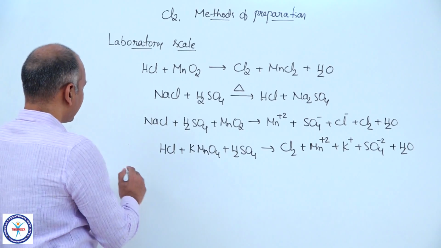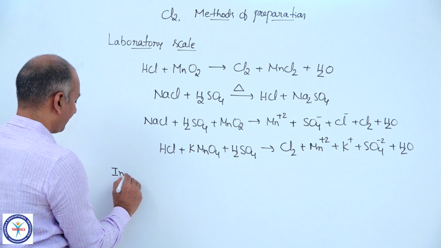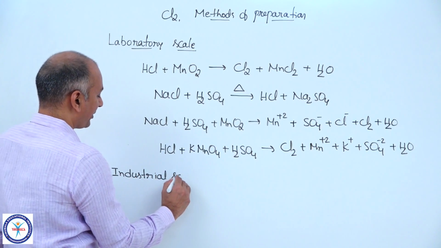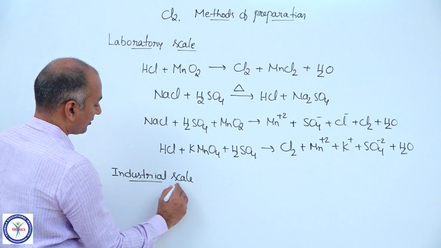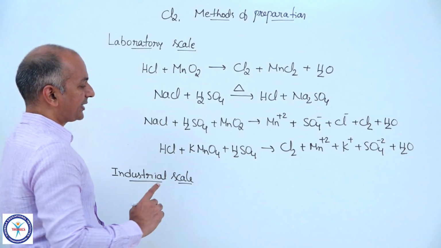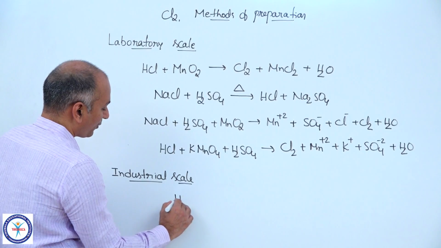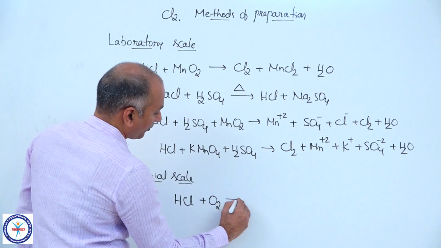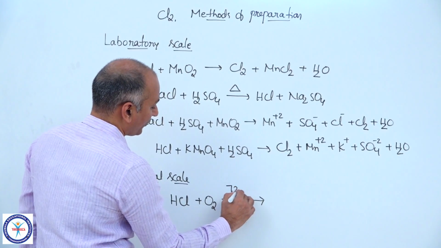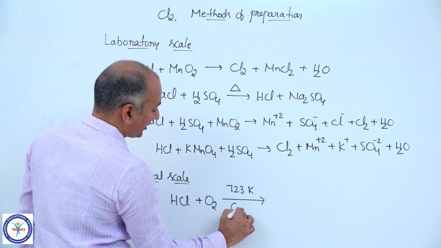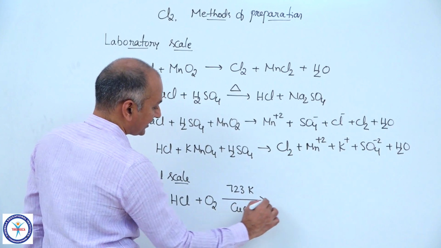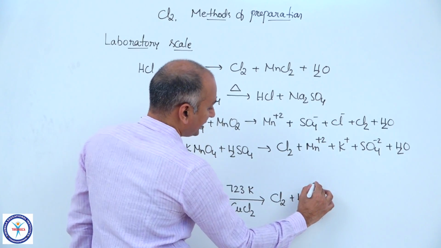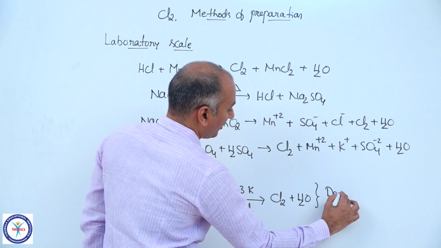Now the industrial scale, the large scale method of preparation of chlorine. There are two methods. The first method is that hydrogen chloride is treated with O2 at a temperature of 723 Kelvin in the presence of CuCl2, which is a catalyst, and you will get Cl2 plus water. This process is called Deacon's process.